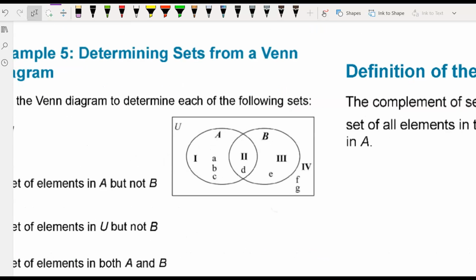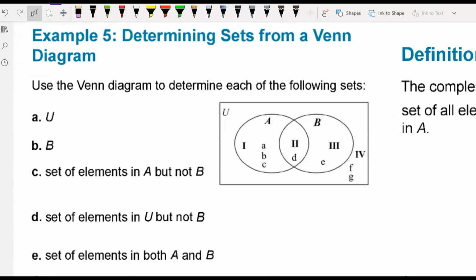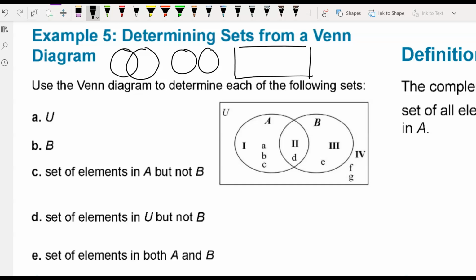All right, next we have our Venn diagrams. Venn diagrams are either 2 circles side by side, or they're contained in a universal set, where U is the universal set. So it can contain all of the elements of that set.